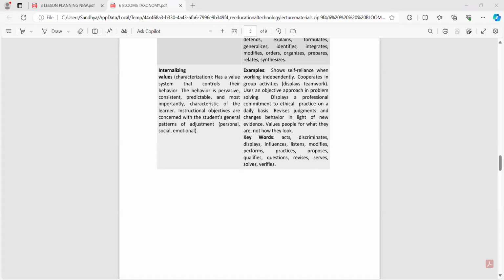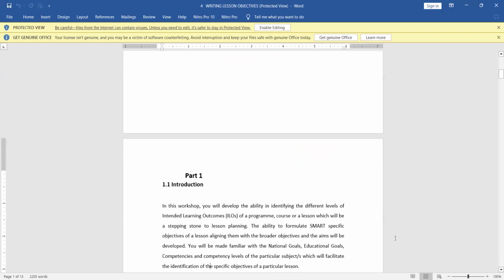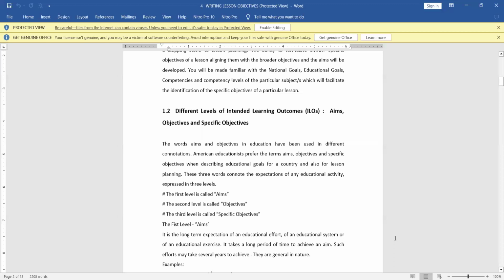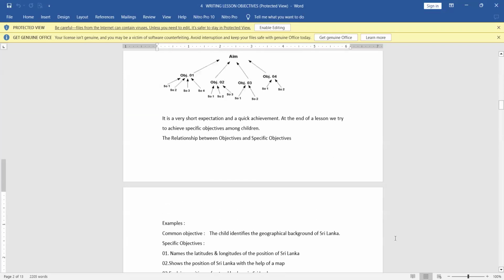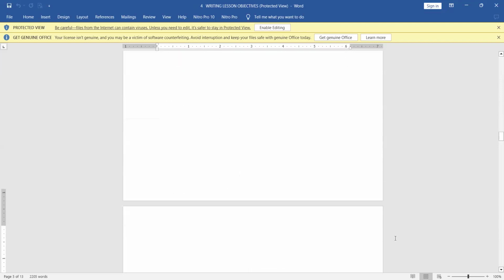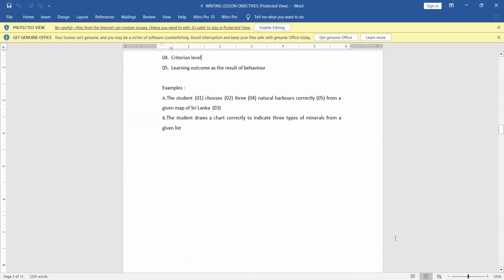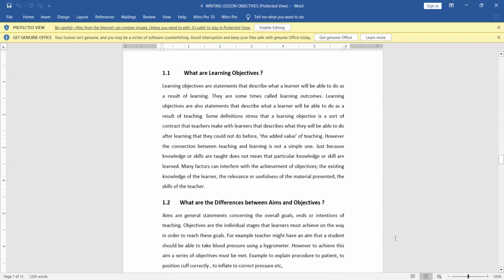Right. Some examples of writing lesson objectives. So I'm sharing another document with you. We will try to look at some examples of lesson objectives further, because it's another 15 minutes. Okay. Right. Look at this. Introduction to writing specific objectives. I'm getting you to look at some examples.